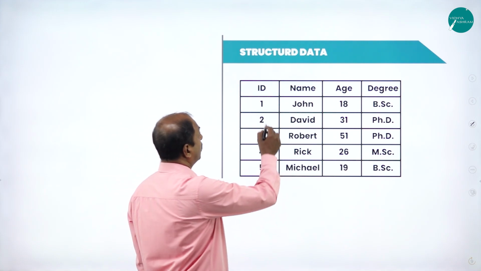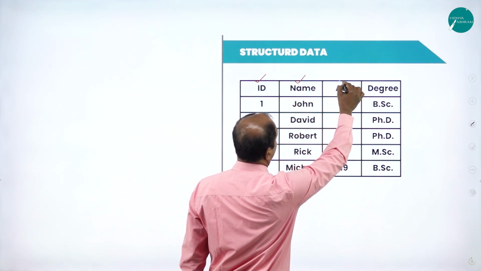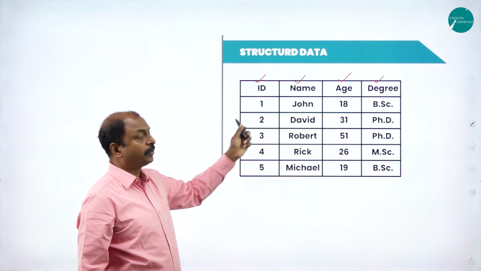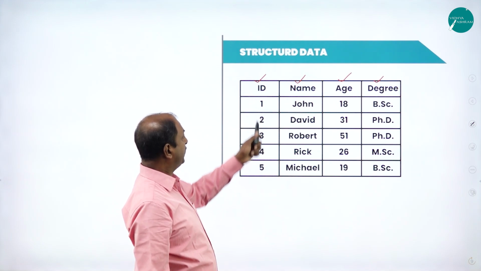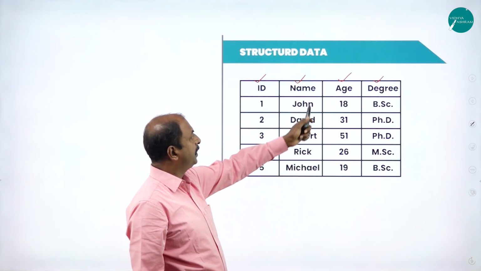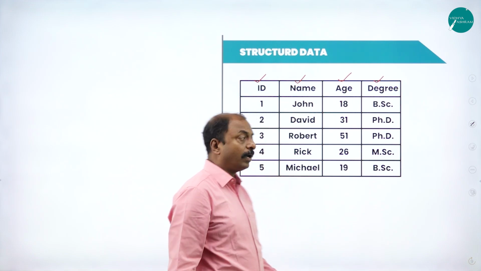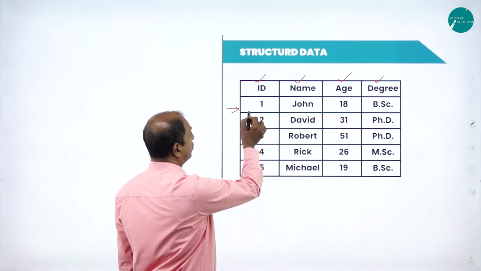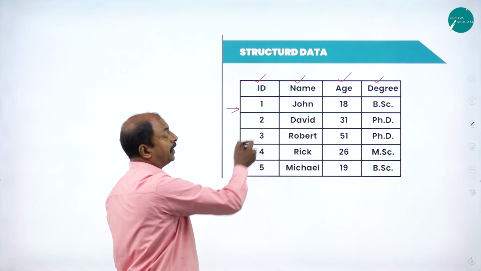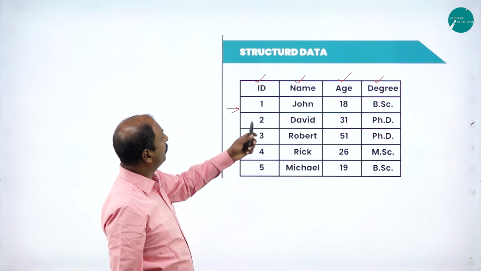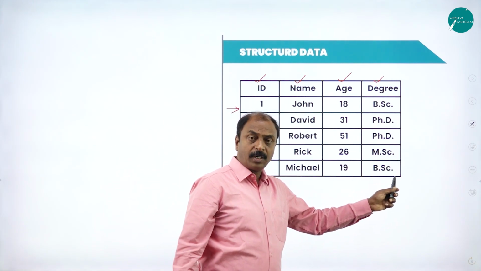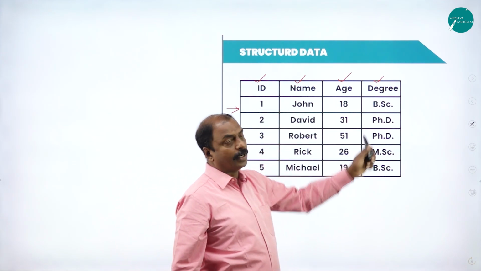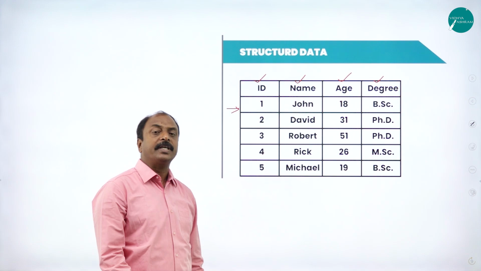Each column is called an attribute. These are all the values of a particular column. Here ID is one column, name is another column, and age and degree are different columns, and these are the rows. In this table example, we have stored 5 records, or information about 5 different students, in 4 columns. This is an example of structured data.